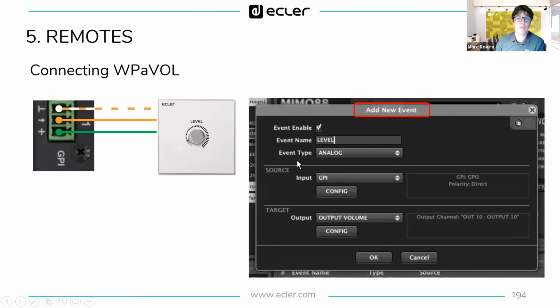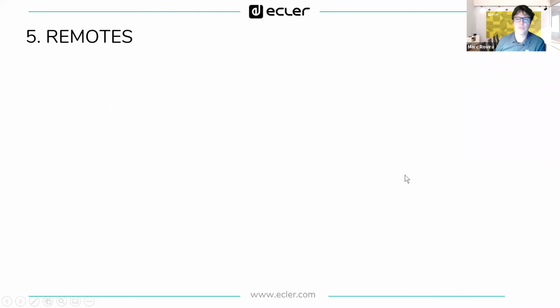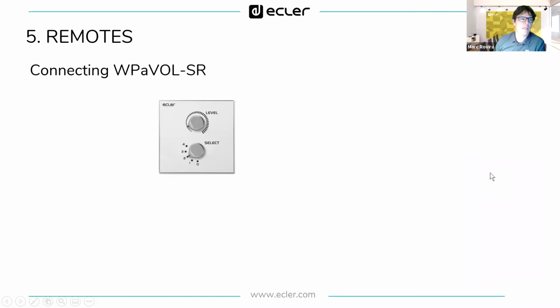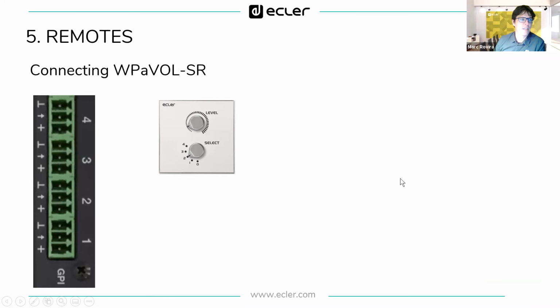We'll add a new event, but in this case it will be an analog event, obviously, because you have the whole range of values. Here, GPI1 and volume. Connecting a WPA vol SR. Okay, this is connected like this, but this is a special case, as we usually use this as a selector of the source that we want in a concrete zone, and this is used as a volume adjust.